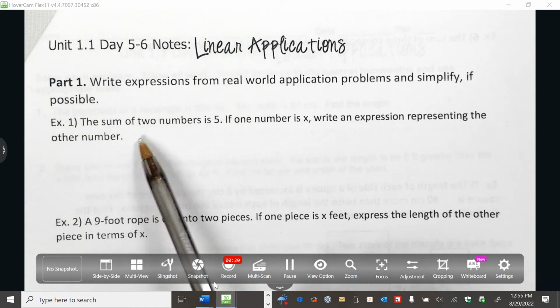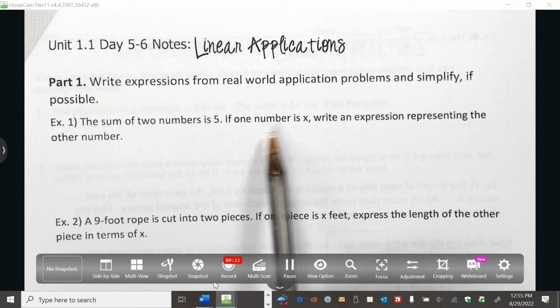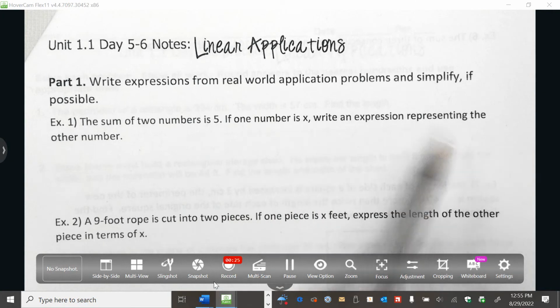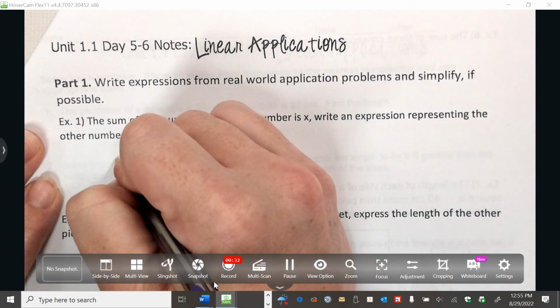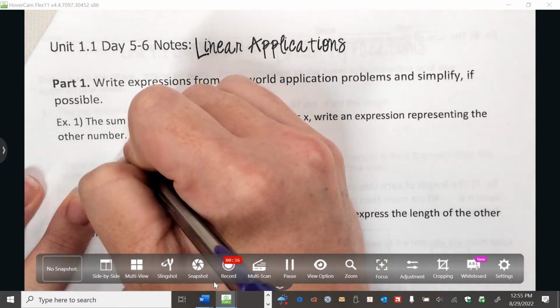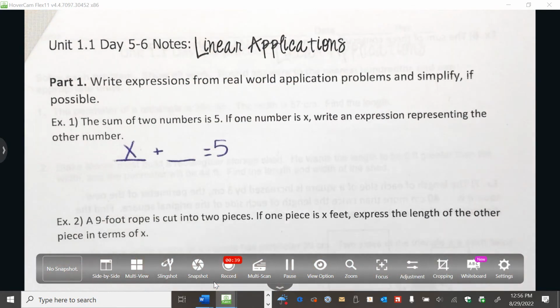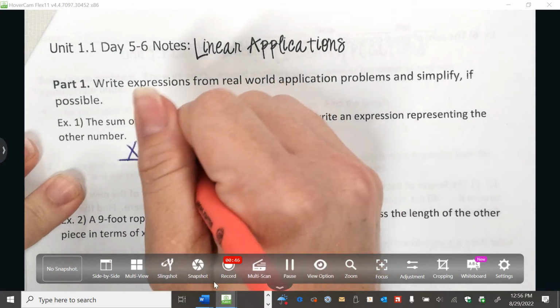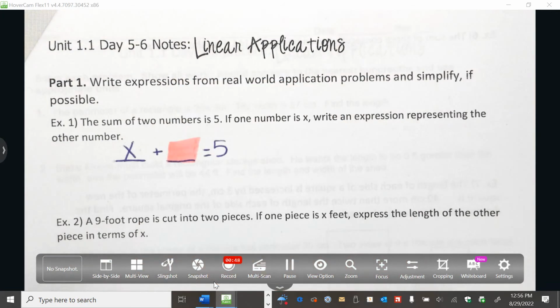So the sum of two numbers is 5. If one number is x, write an expression representing the other number. We can't use another letter. We don't know the number. So I want you to think about it like this. We have two numbers added together that equal 5. We don't know one number or the other, right? But how can I get this piece alone to figure out what I can plug in there for it? What would I need to move?